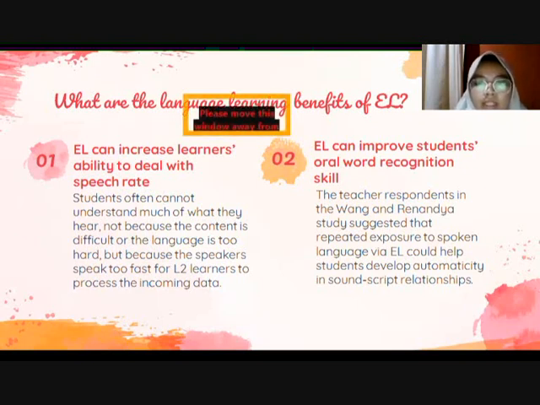The second one, extensive listening can improve students' oral word recognition skill. The teacher respondent in the Wong and Renandya study suggested that repeated exposure to spoken language via extensive listening could help students develop automaticity in sound-script relationship.